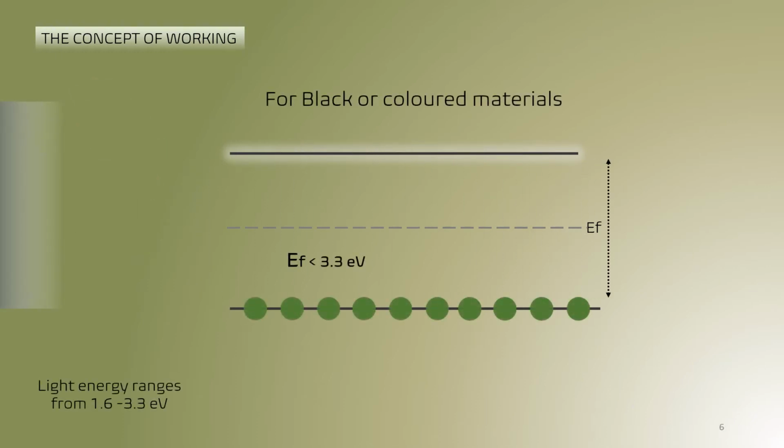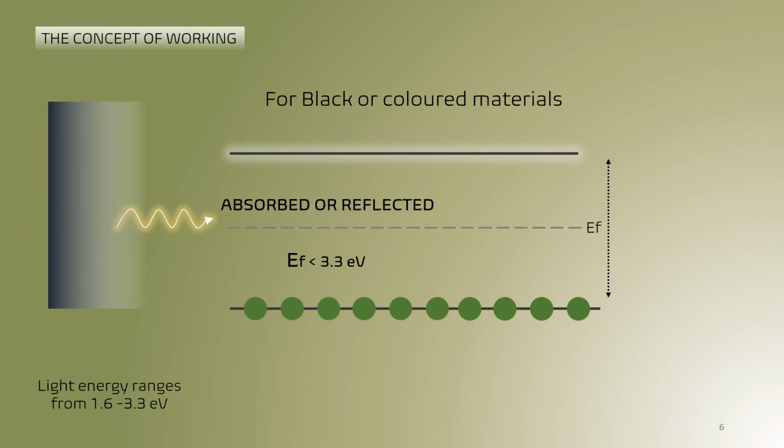Visible light energy ranges from 1.6 to 3.3 electron volts. For a material that has a band gap lower than 3.3, the material's color will be black or colored. But for a material which has band gap energy higher than 3.3 electron volts, the light will transmit through the material and it becomes transparent.